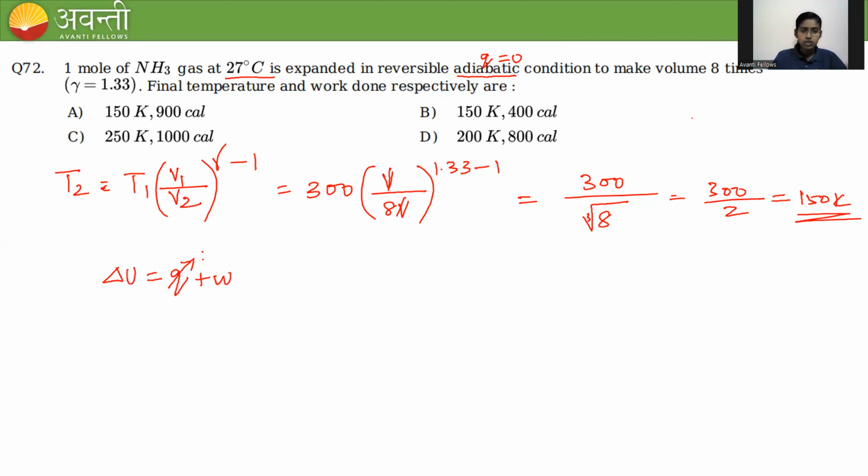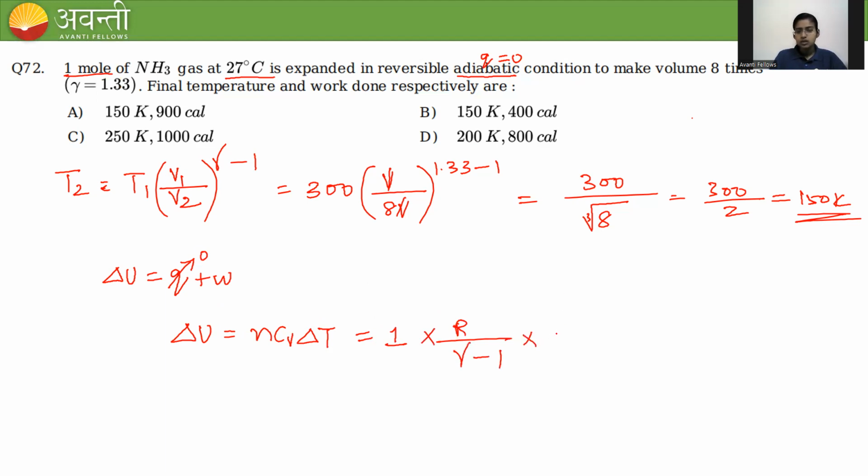Q is going to 0. So if I calculate delta U, I can get the work done. We know that delta U is equal to nCv delta T, where the number of moles is equal to 1, and the Cv for this is R divided by gamma minus 1, into the delta T.